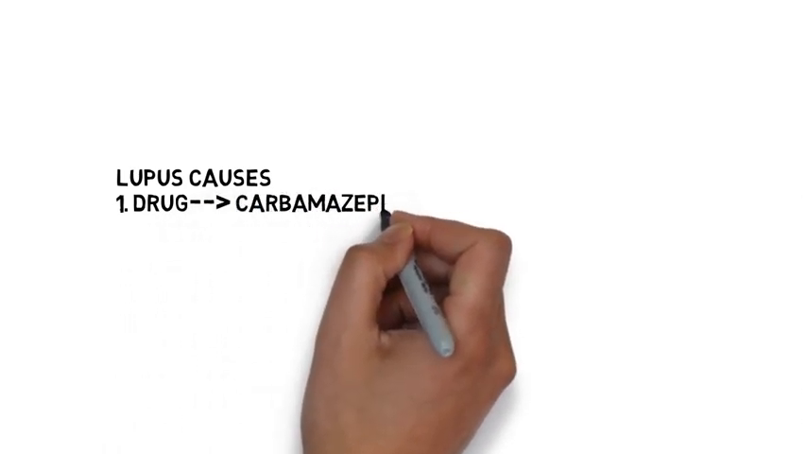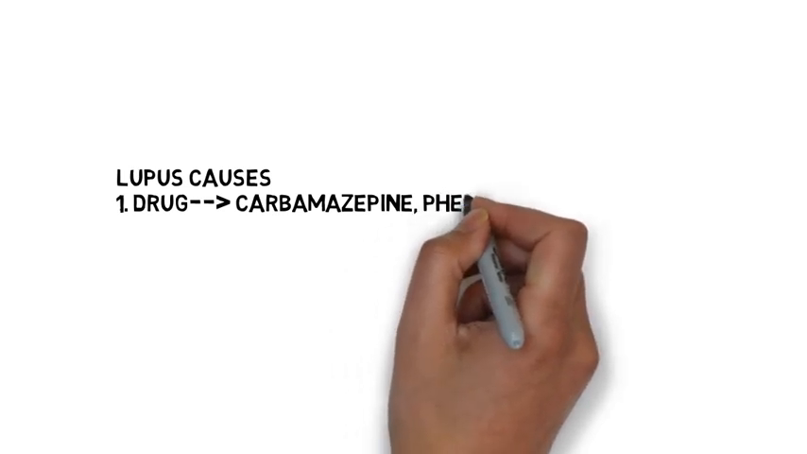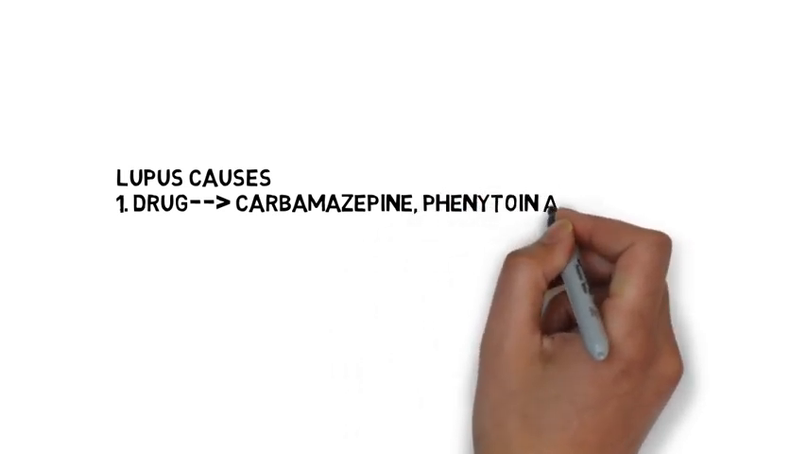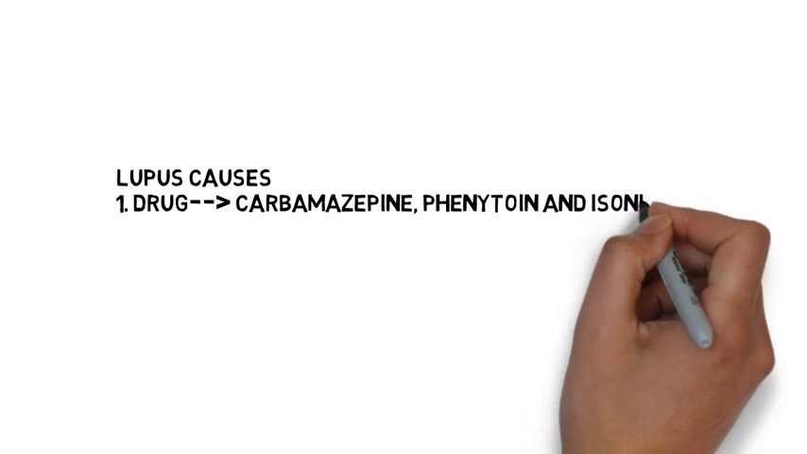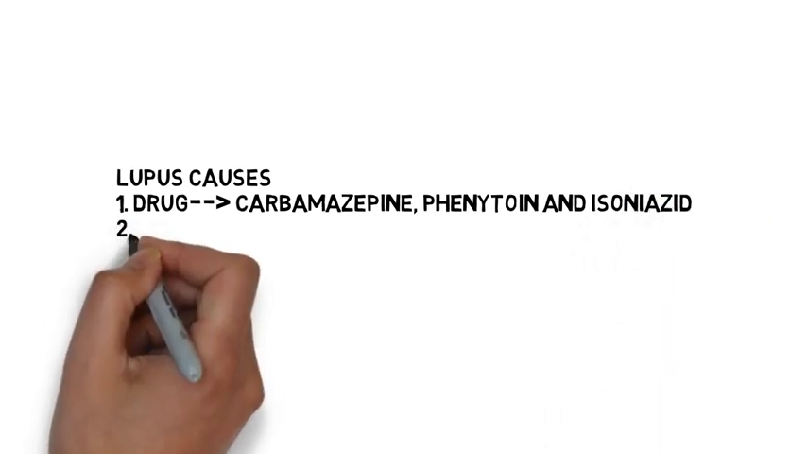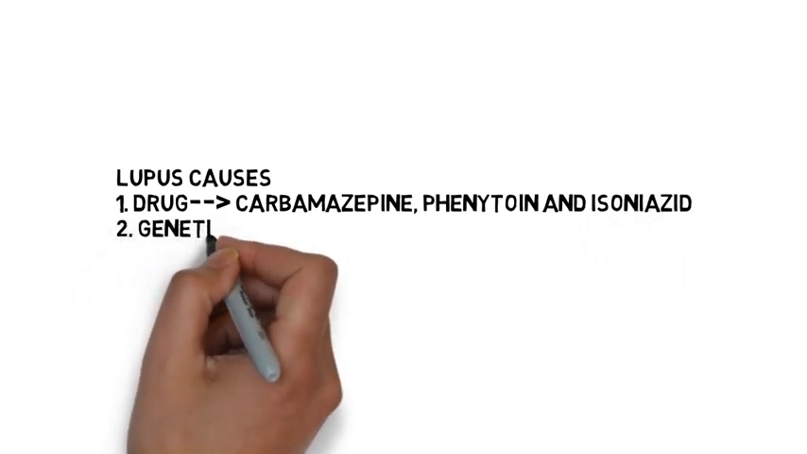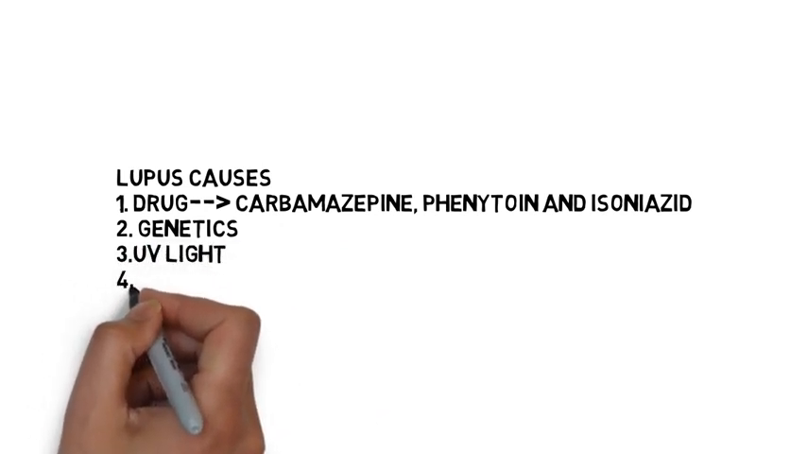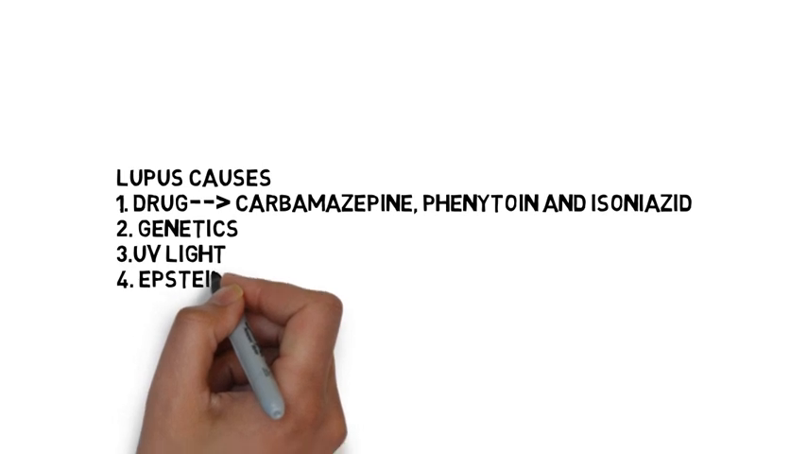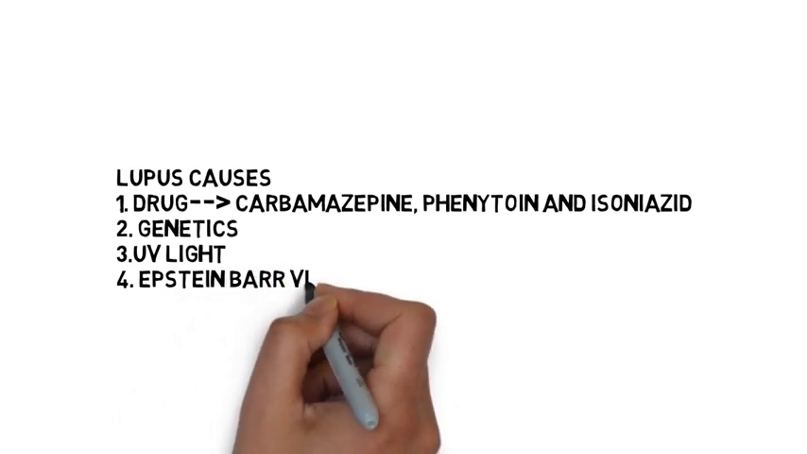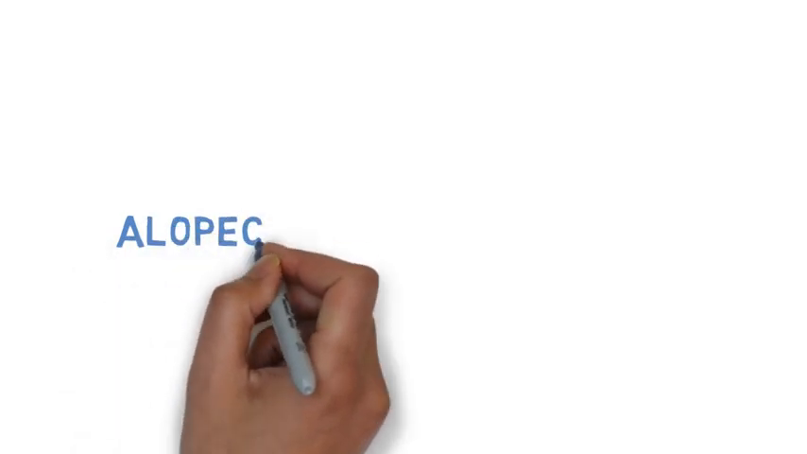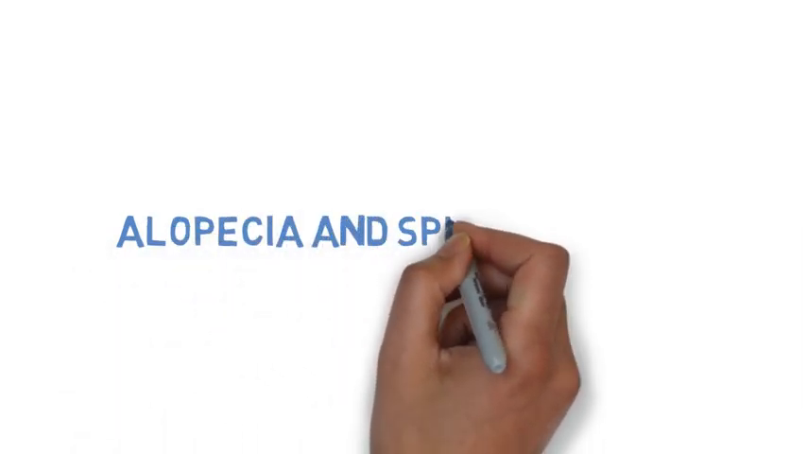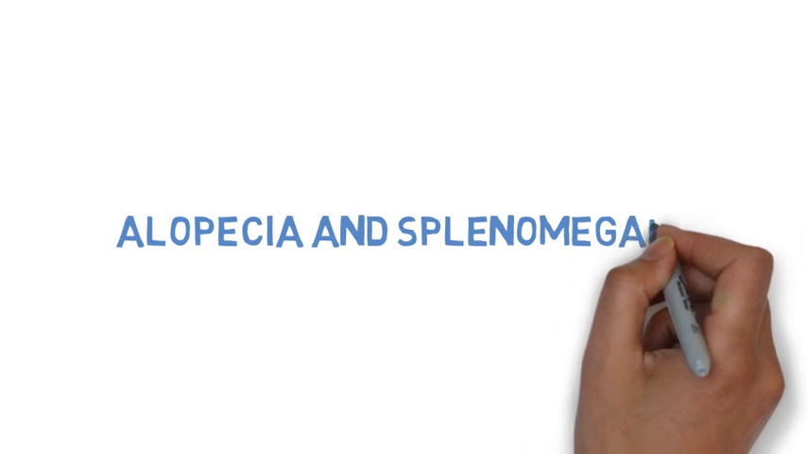So what are the causes of lupus? It can be related to genetics. You can also get drug-induced lupus, and these include carbamazepine, phenytoin, and some TB drugs can trigger this. Epstein-Barr virus has been suggested as a trigger for the development of lupus, and also, as I spoke about earlier, UV light can trigger lupus.